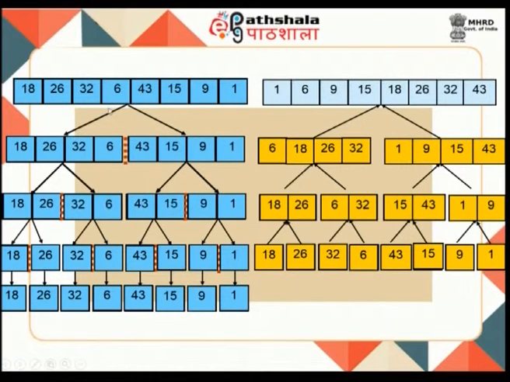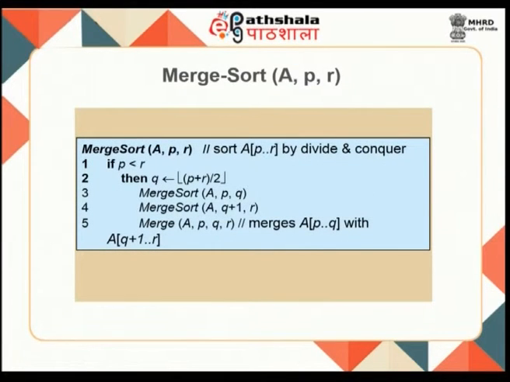The first stage is division, where I am trying to divide the problem into sub problems. Then I am trying to find solutions for the sub problems. Then I am trying to combine the sub solutions to get the global solution. So you can see very well this is how the algorithm for merge sort looks like.